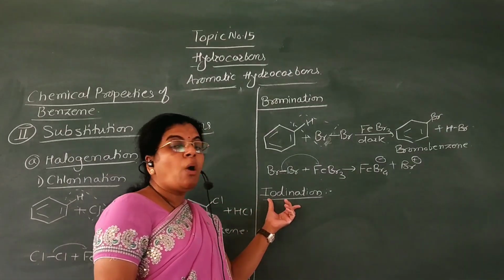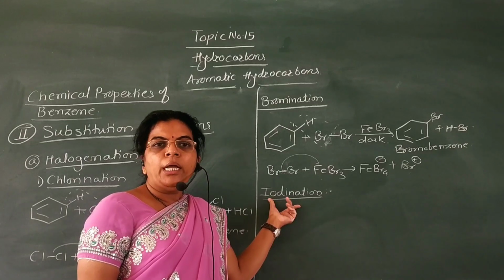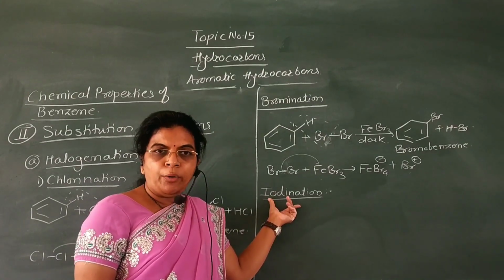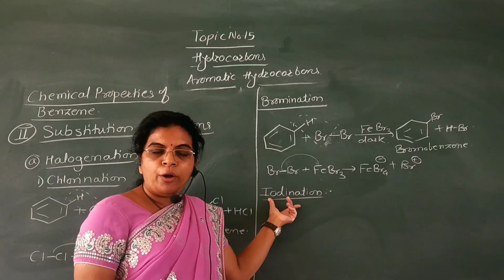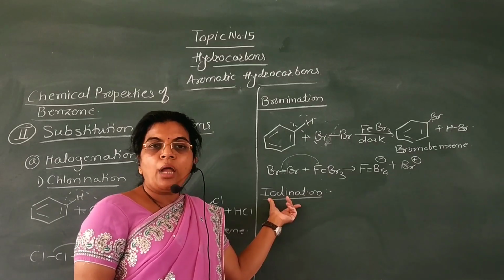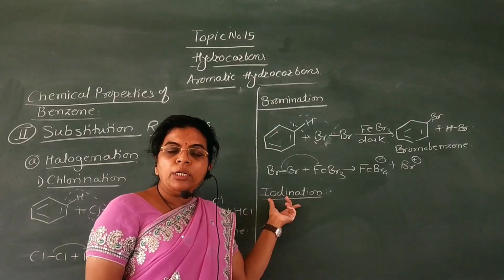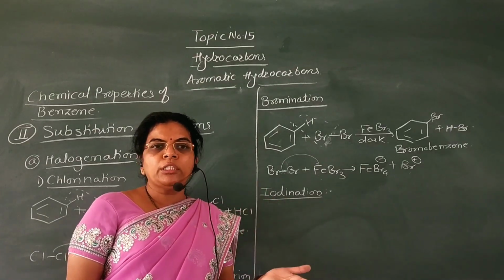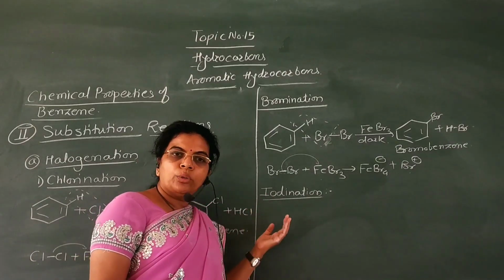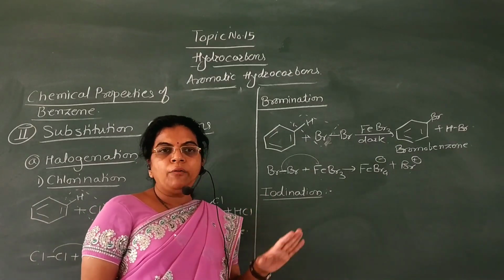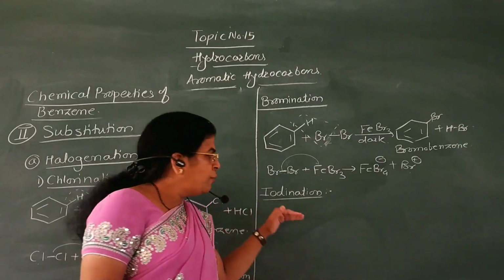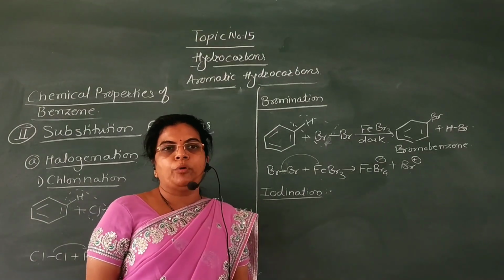But iodination of benzene is not possible. It is a reversible reaction. When benzene undergoes iodination, formation of iodobenzene and hydrogen iodide takes place. This hydrogen iodide is a strong reducing agent which reduces iodobenzene back into benzene, and therefore this reaction is a reversible reaction, and therefore iodination of benzene is not possible.